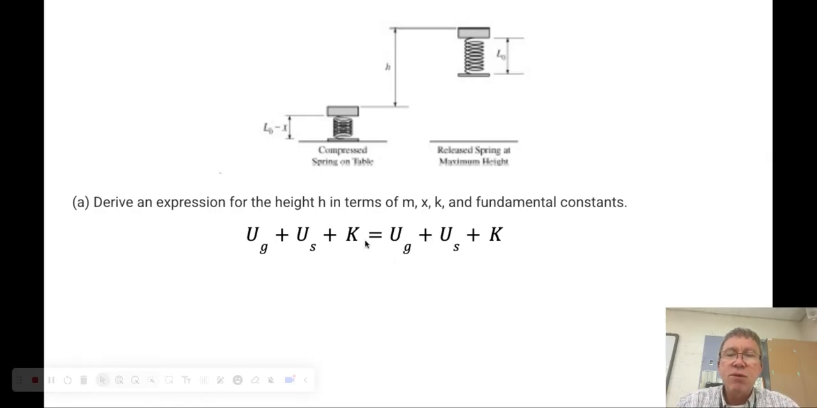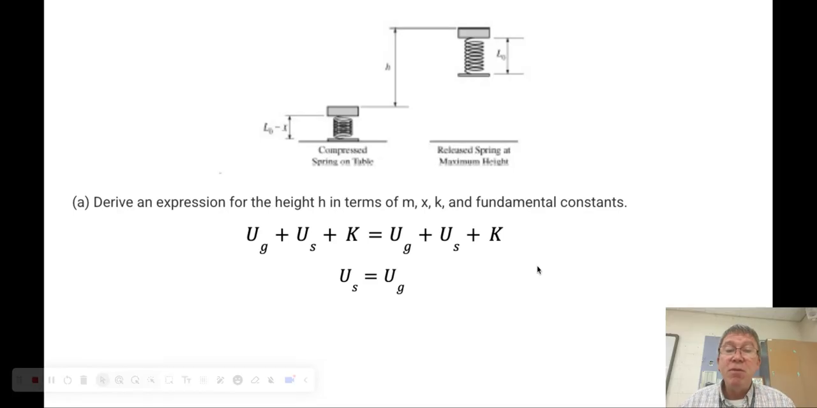Now I look at this equation once I've written it down and say, all right, let's analyze this. It's on the ground to start with, so it doesn't have any UG. The spring is compressed, so it does have US. It is not moving, so it doesn't have any K. So all I have on the before side is US. When it gets to the top, it has gone up in distance, so it does have UG, but the spring is no longer compressed, so there's no US. And at maximum height, it's not moving, so K is zero. So this equation just becomes US equals UG.